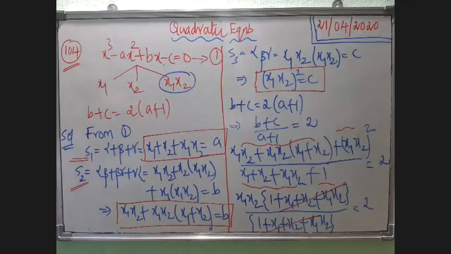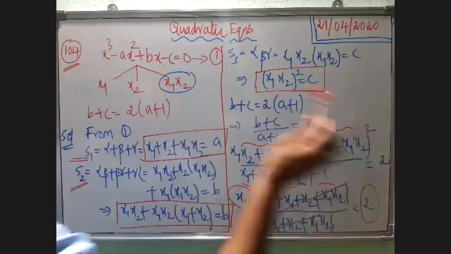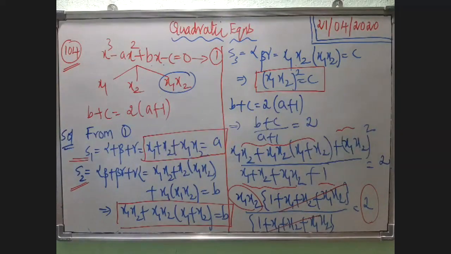At last, what are you getting now? That X1, X2 value is equal to how much? 2. Hence, the answer to this question is 2. So I think option B is correct. Take it down.